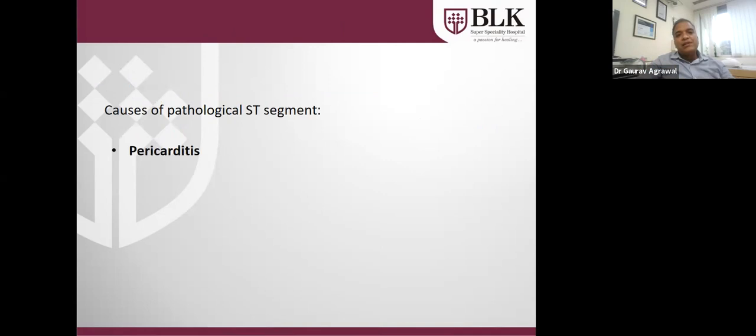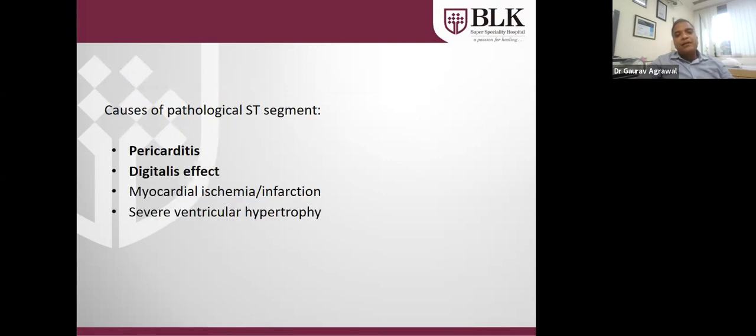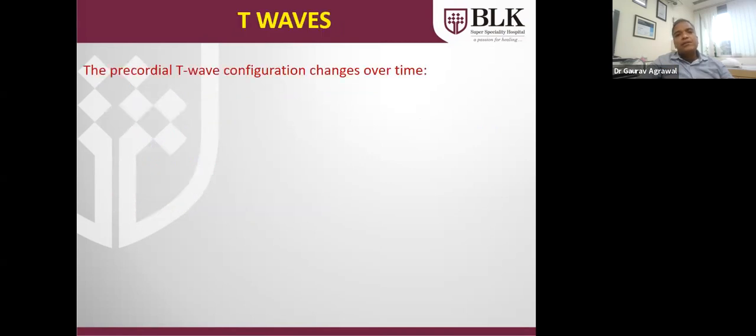Causes of pathological ST segment, most common in the pediatric age group is seen in pericarditis and digitalis effect. Generally, we are not using digitalis frequently, so generally the most common cause in the pediatric age group is pericarditis.